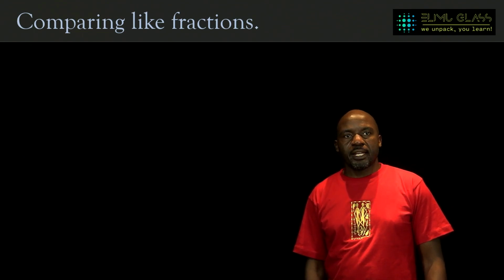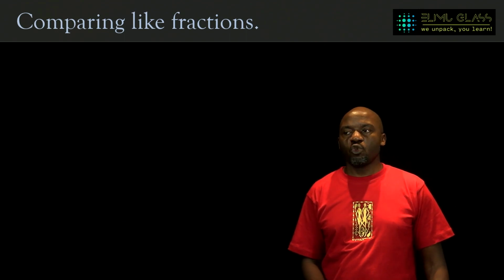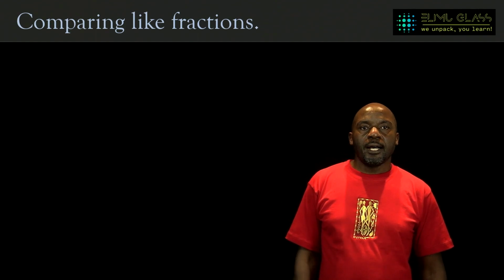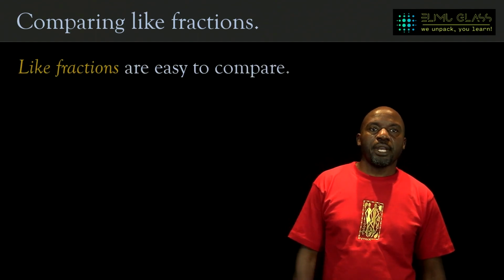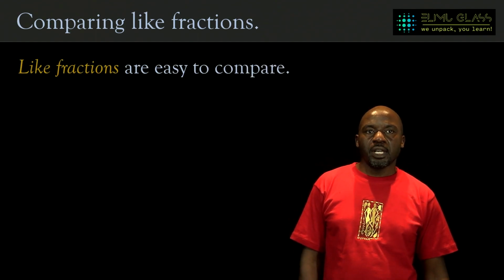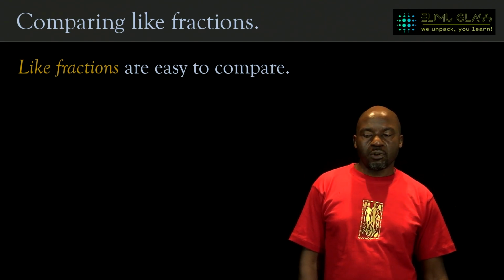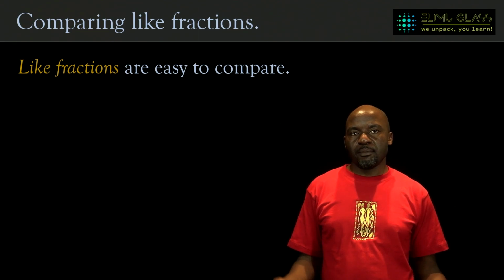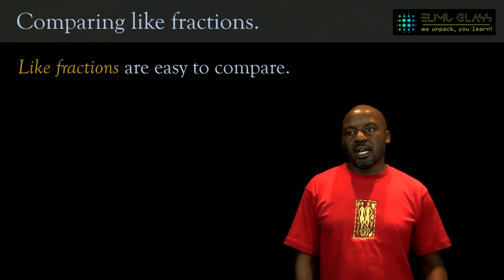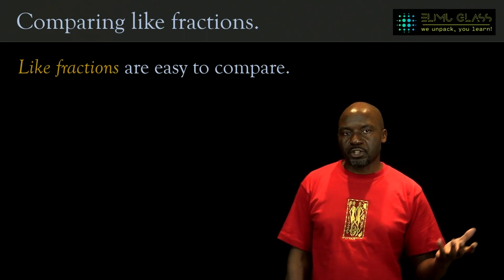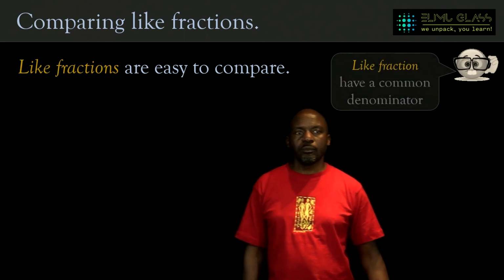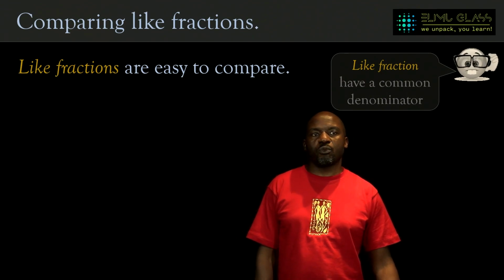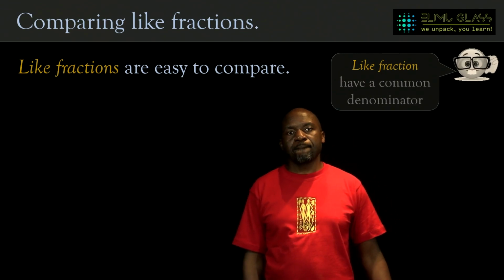All right, comparing like fractions. How do we compare? How do we tell? To compare means we want to know which one is bigger than the other. So if you're given 2 fractions and you want to compare them, how exactly do we do that? Like fractions are very easy to compare because their denominators are the same. So if the denominators are the same, then we just look at their numerators, and the bigger numerator tells us the bigger fraction. So like this. Okay, like fractions have a common denominator. That's just to remind you of what we've done a few minutes earlier.